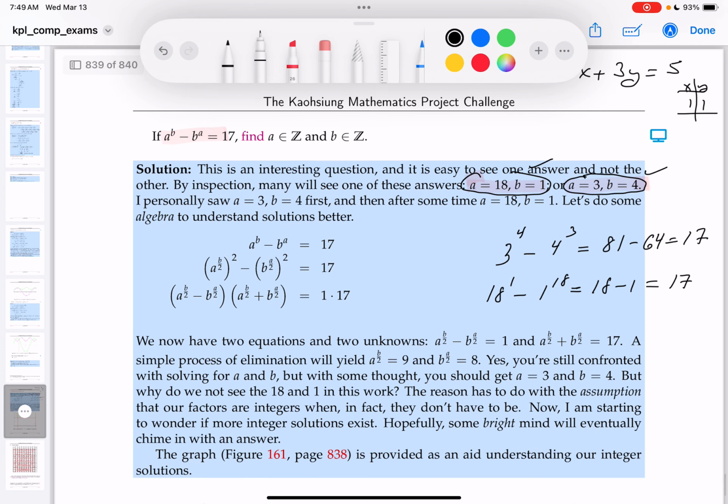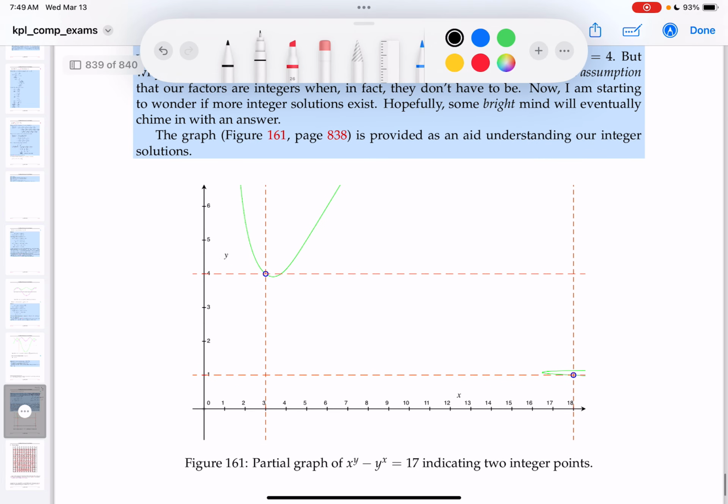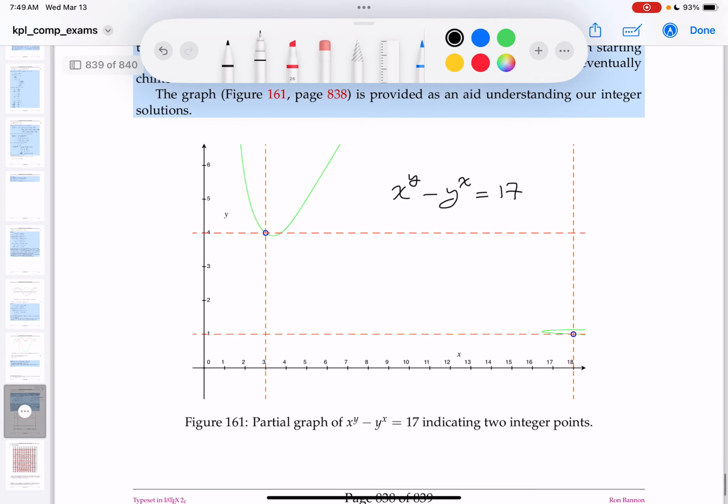I did a graph. And someone said, what graph did you do? Well, I'm using Grapher. What I did was x to the y minus y to the x is equal to 17. I just typed it in, and I got a pretty interesting graph. Then I was looking at the graph and wondering, are there other integer solutions over here? Now, granted, I do plot 2 of the solutions.